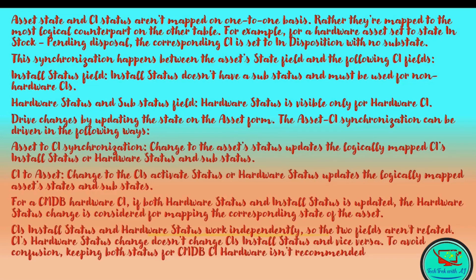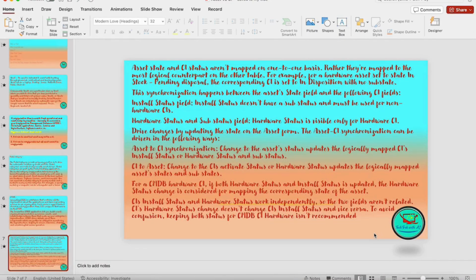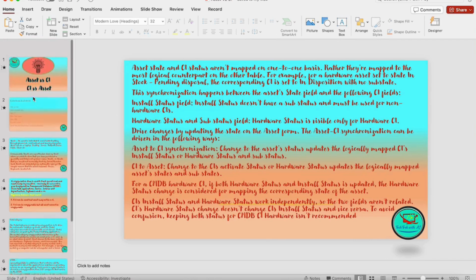And again, the CI install status and hardware status work independently. So the two fields are not related. A CI hardware status change doesn't change the CI install status and vice versa. To avoid confusion, keeping both statuses for CMDB CI hardware is not recommended. We have to make sure on that side. So that is what I'm going to cover today.